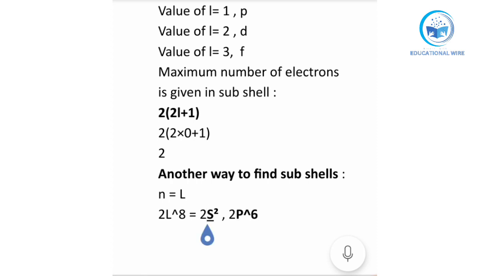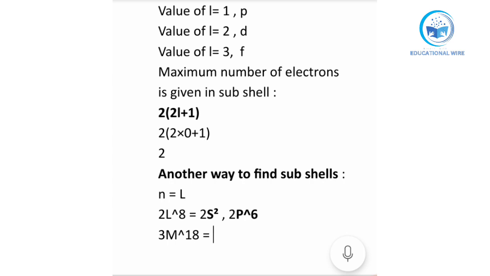It means that in the L shell there are 2 subshells, S and P, because 2s2 and 2p6 are the subshells that together make the L shell. In this manner we can find M, N and all the others. L comes at number 2, so M comes at number 3, so we put number 3 here. We know that 18 electrons are there in the third shell.